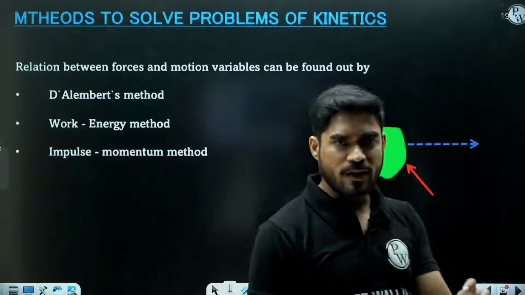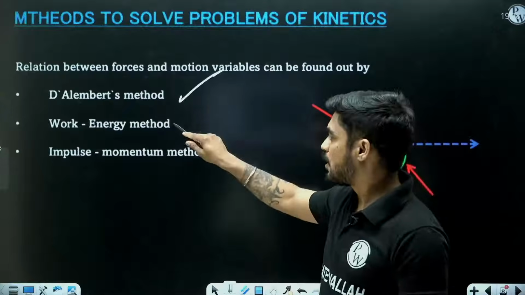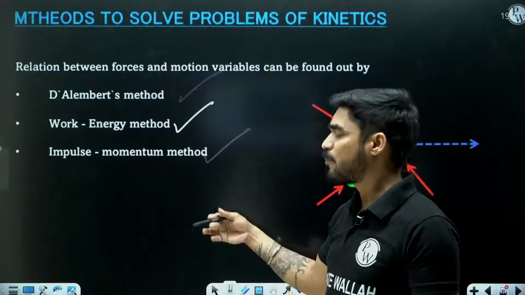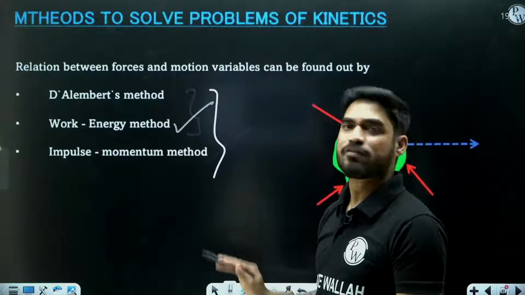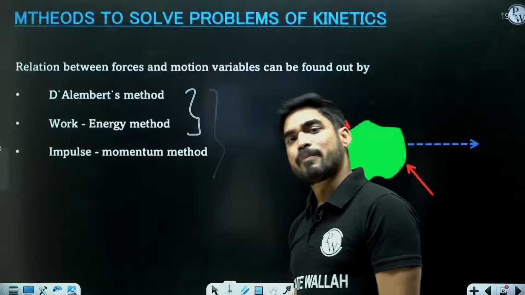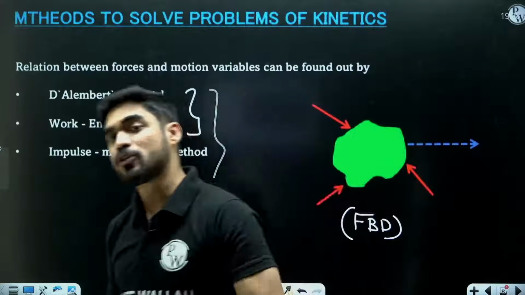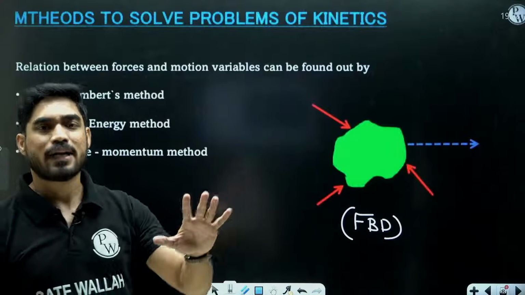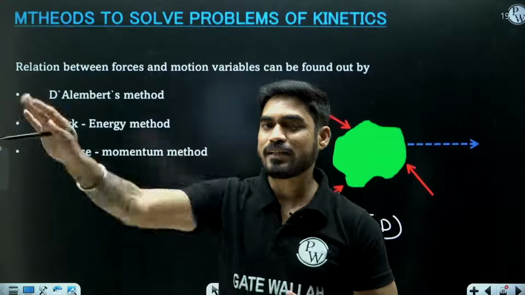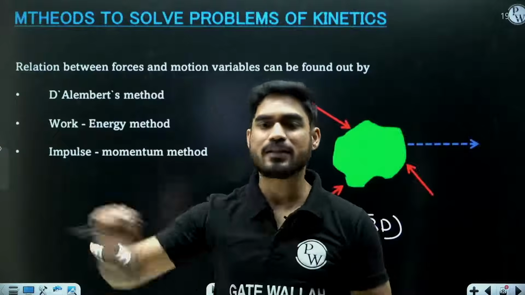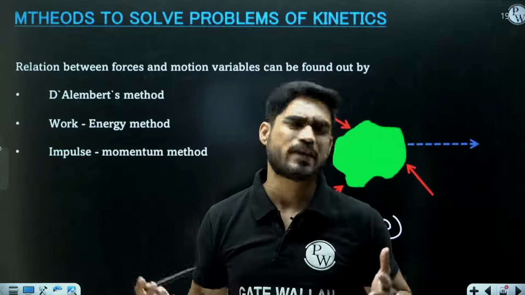So in a problem you will either use this method or this method or this method. In a particular problem you will not need to use two or three of these methods, only one method. But in which case, which method are you going to use? There is no thumb rule that if you get a question like this, apply this method; if you get a question like this, apply that method. No, it depends upon the question.